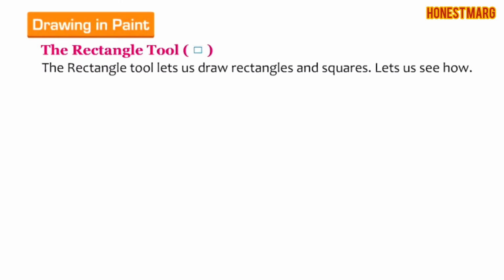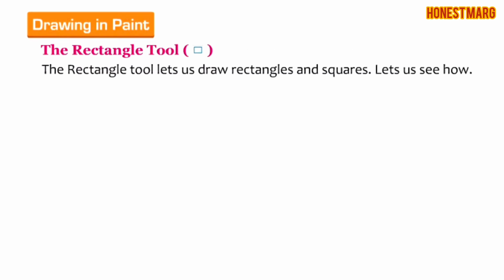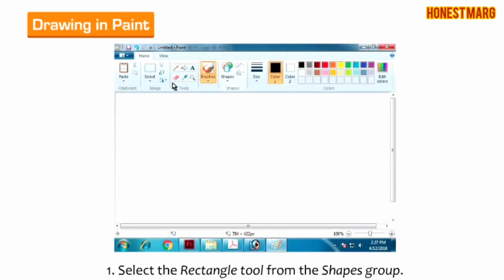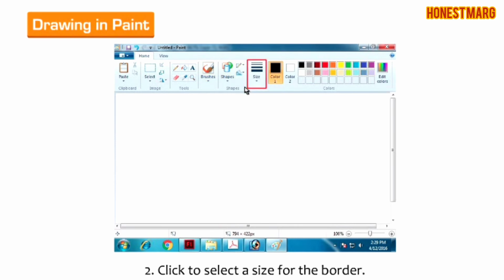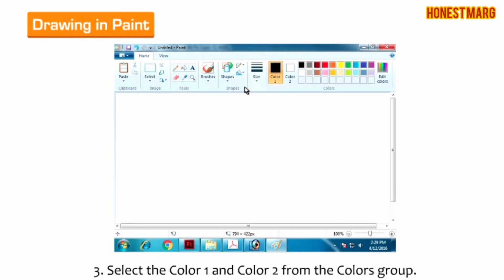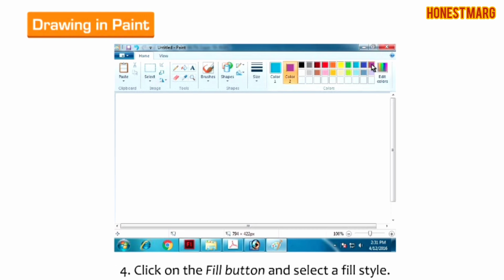The Rectangle tool. The Rectangle tool lets us draw rectangles and squares. Let us see how. 1. Select the Rectangle tool from the Shapes group. 2. Click to select a size for the border. 3. Select the color 1 and color 2 from the color group.